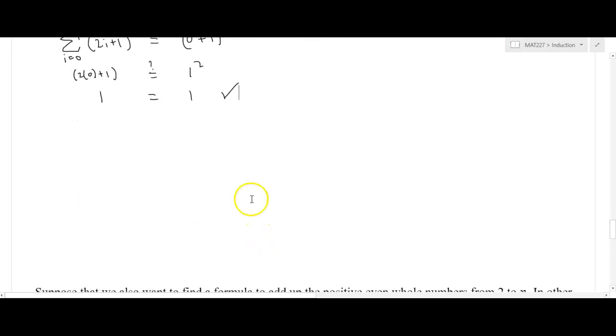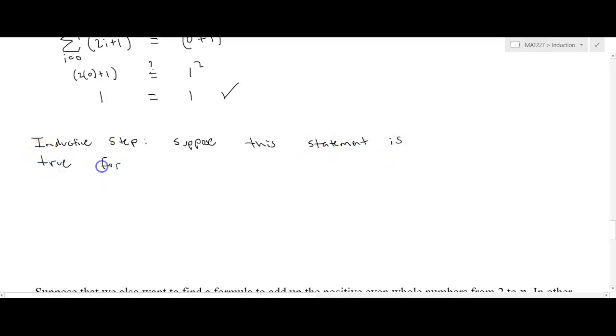Our inductive step. This second step is called the inductive step. So suppose this statement is true for some arbitrary integer n.